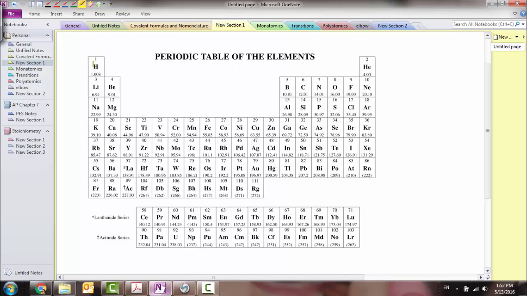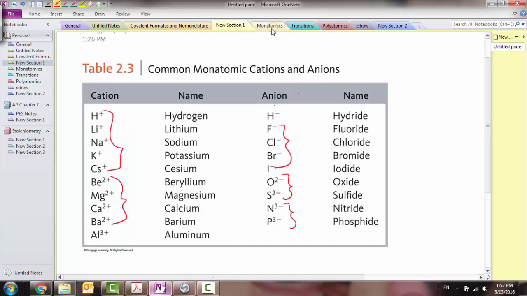What I want you to first look at is this group 1 right here. Okay, everything here in this group 1 forms a +1 ion. So lithium, sodium, potassium, rubidium, cesium, and francium, all of those would be listed here as a +1 ion. It stops eventually after cesium because francium is just not very common, but in theory, francium would also have a +1 charge because it's in that same column on the periodic table.